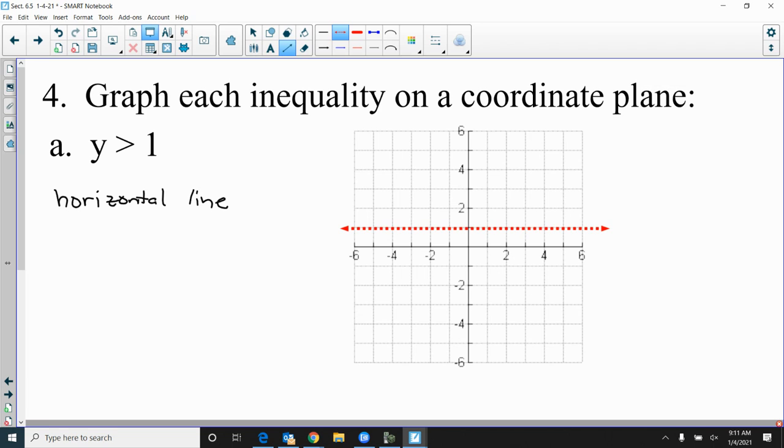Now, it's still the same thing. I got to shade one side or the other. Well, since it's greater than, which side do I shade? Above it or below it? Greater than is always above. Okay, so you're going to shade above. So Y is greater than 1, shade above it.